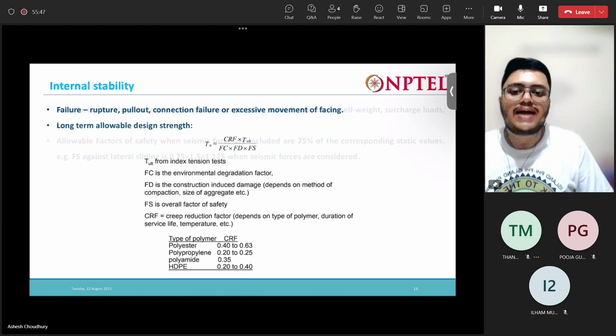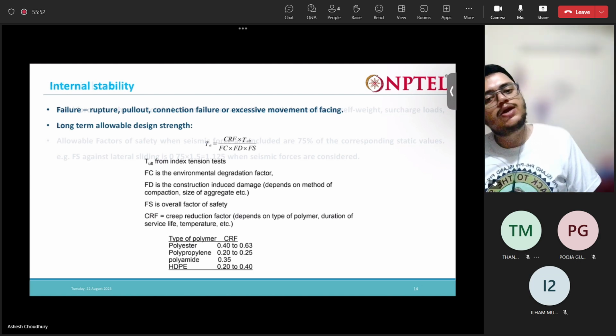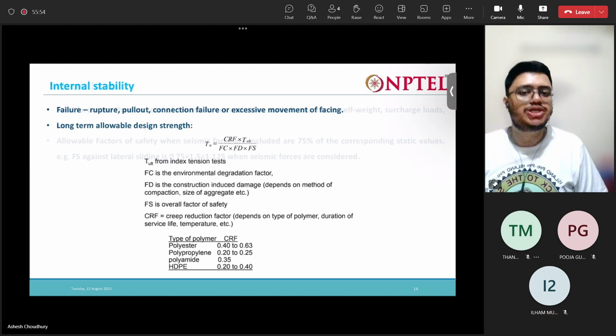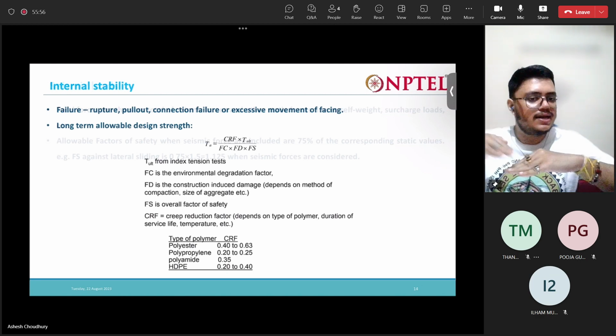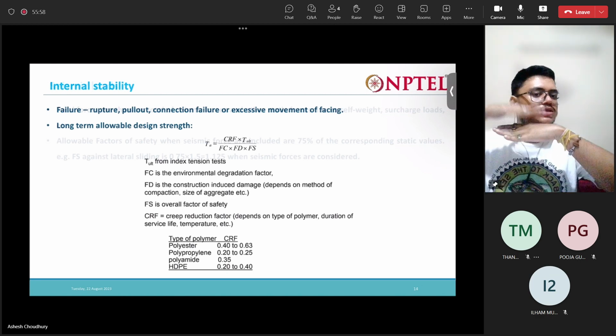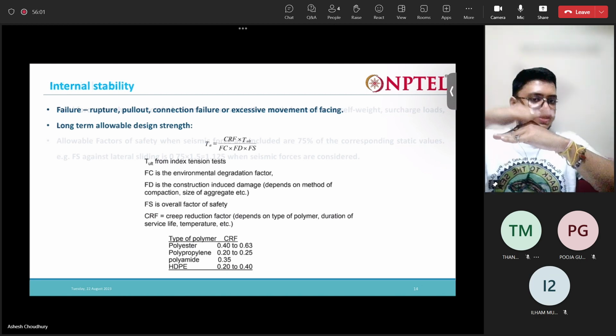All right, and the other case is the pull out failure. In the pull out failure, what happens? There is loss of friction between the reinforcement layer and the soil. So what happens if there is loss of friction? Say this is the reinforcement layer and this is the soil.